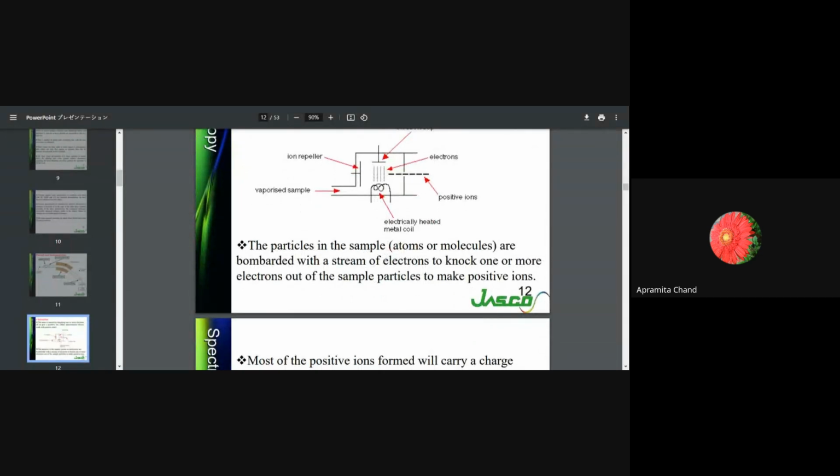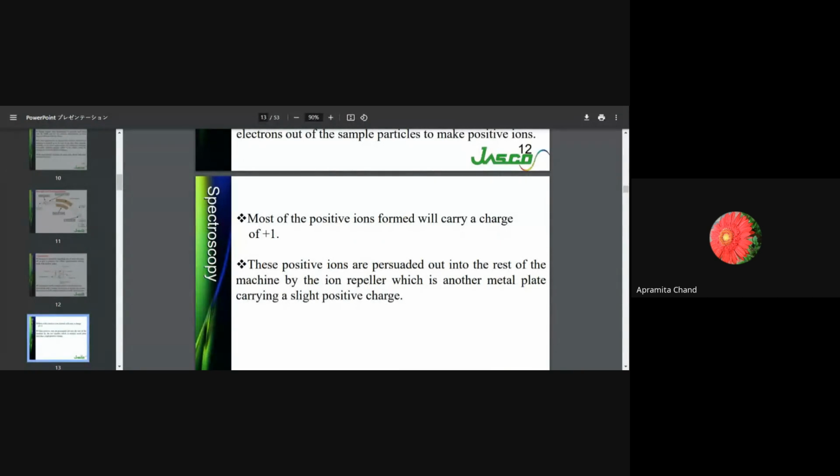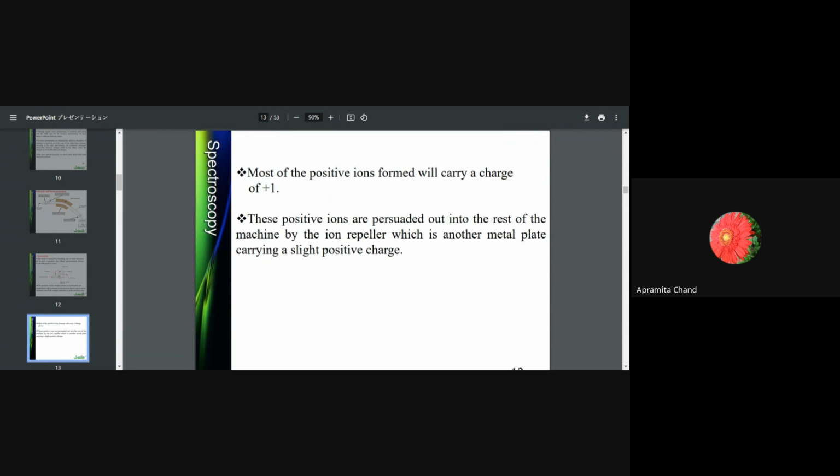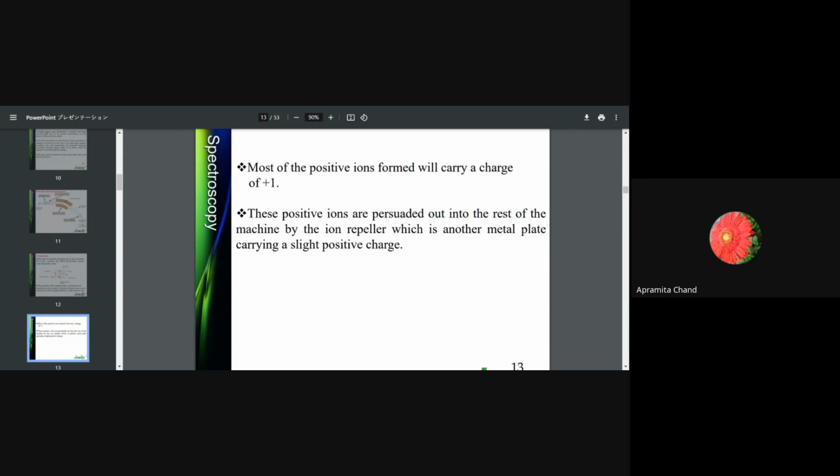So the particles in the sample are bombarded with a stream of electrons, and as soon as the sample is bombarded, one or two electrons are knocked out. So it is an electron in, electron out process. Remember this: electron in, electron out. As the electron hit the sample, it knocked one electron out of it. So we got the positive ions. Now the positive ions usually carry a charge of +1, and finally the ions leave the chamber. The ion repeller is another metal plate which has a positive charge, and since it is also positively charged, the ions are pushed away and leave from there.